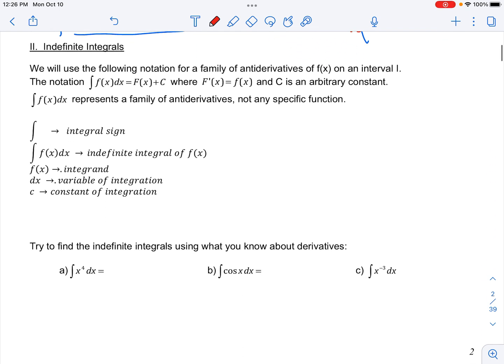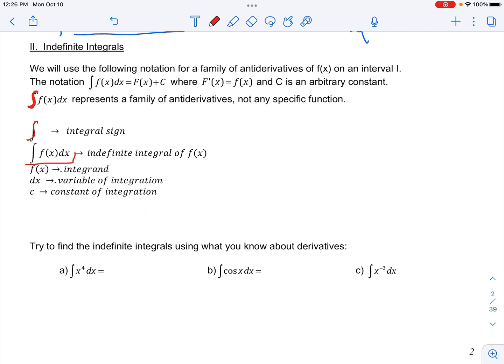Okay, a couple of vocabulary things. So when we take an antiderivative, this is the symbol. It's actually called an integral symbol that we use when we want to take the antiderivative of f of x dx. So when you see that symbol, it's called the integral sign. That's your notation telling you that you want to take that antiderivative.